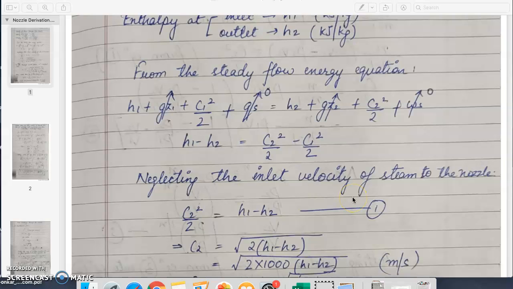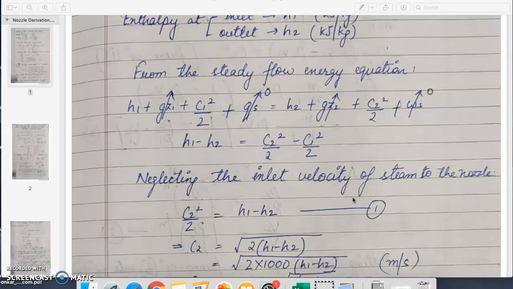The inlet velocity of steam to the nozzle is neglected as compared to the outlet velocity, as it is very low as compared to the outlet velocity, which is the increased velocity due to the pressure drop, and the inlet velocity is of the steam which is coming from the boiler. So the inlet velocity is neglected in some cases, and if it is given in the question, then we can consider it, and the formula will have the C1 also.